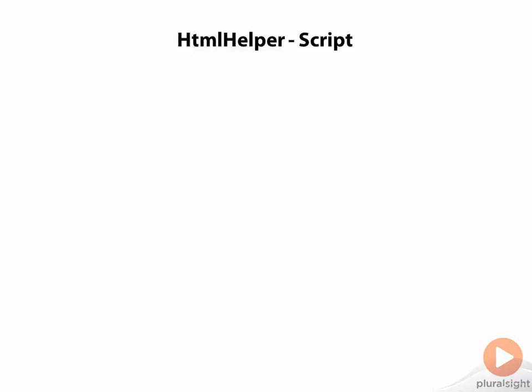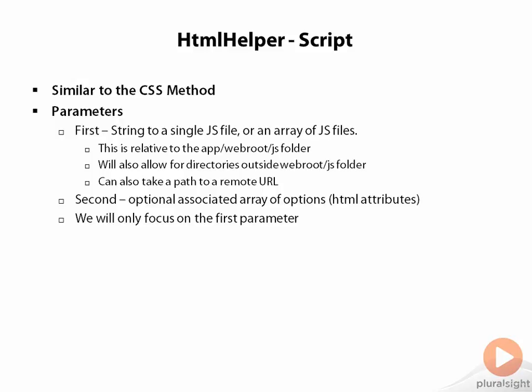The last method we're going to cover is the HTML helper script. It's basically similar to the CSS method in the HTML helper class. It can take two different parameters. The first one is a string to a single JS file or an array of JS files, exactly like the CSS method. Now these files are relative to the app webroot JS folder. Now, unlike the CSS method, it will allow for directories outside of the webroot JS folder, and it can also take a path to a remote URL. The second parameter is an optional associative array of options, basically HTML attributes.